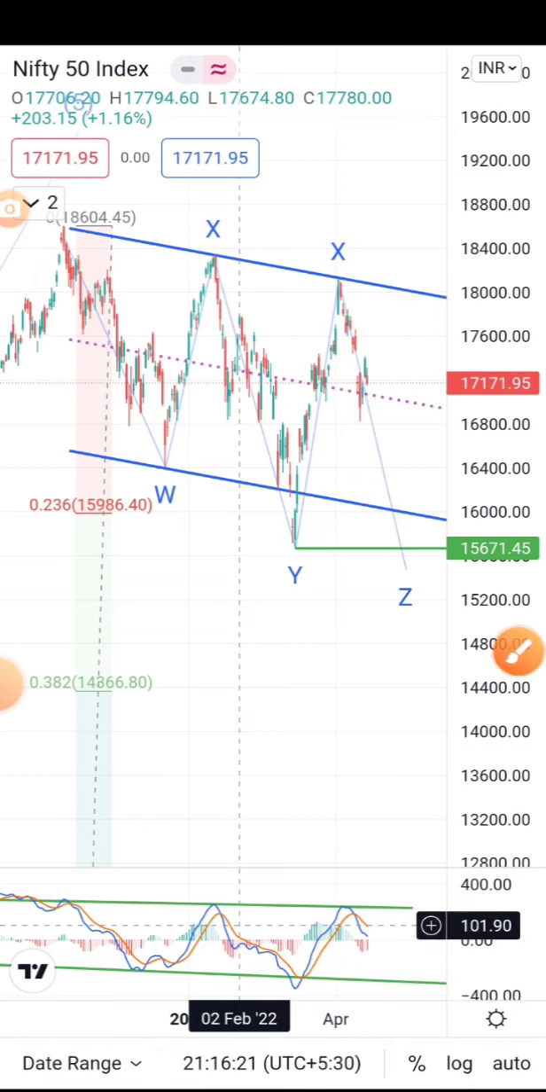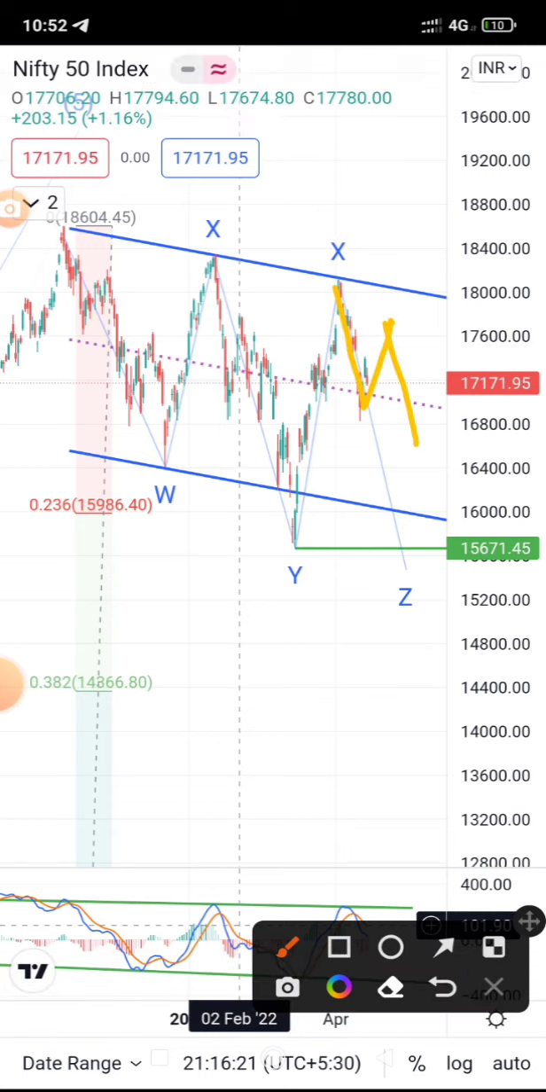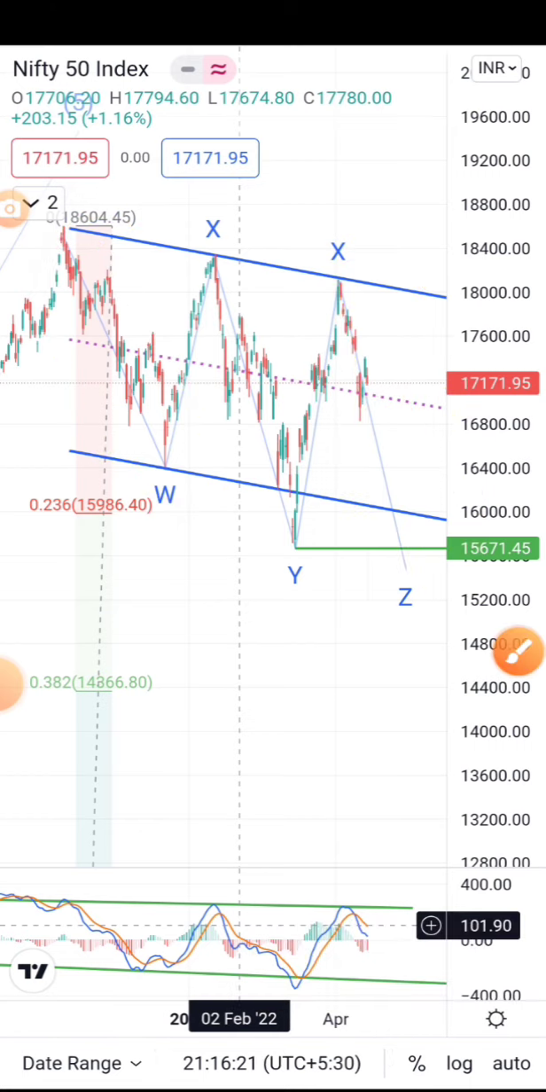We should be waiting for that, and we will draw targets later on once it finishes the retracement and gives a strong signal of fall. Then we'll draw, let's say it goes like this, then we'll draw the target for next wave, and we will be assuming this move to be continued here. Based on that we'll draw the targets each week.